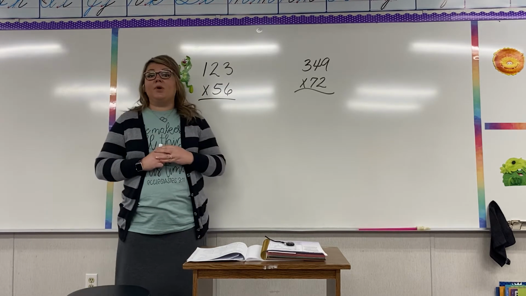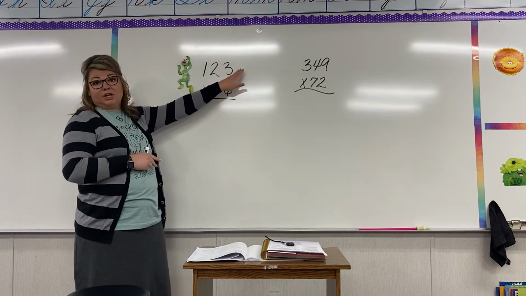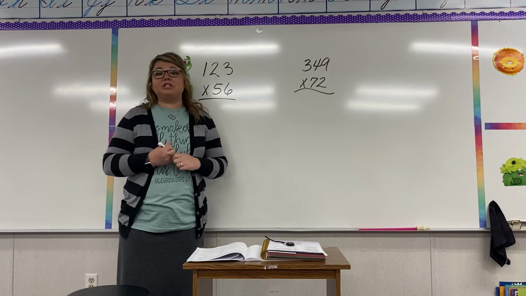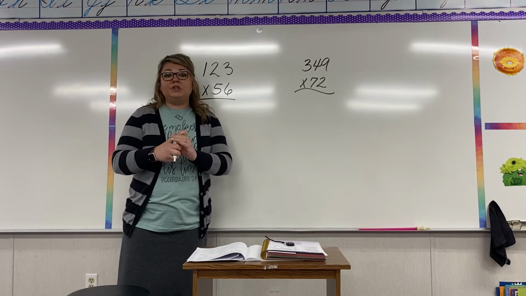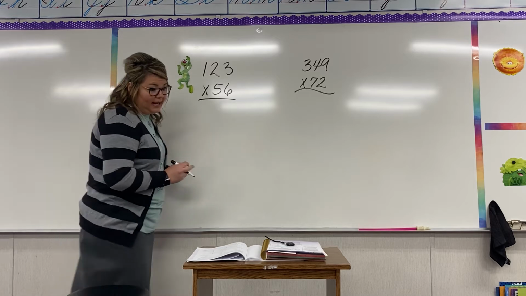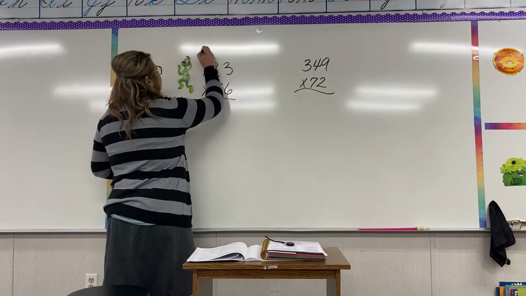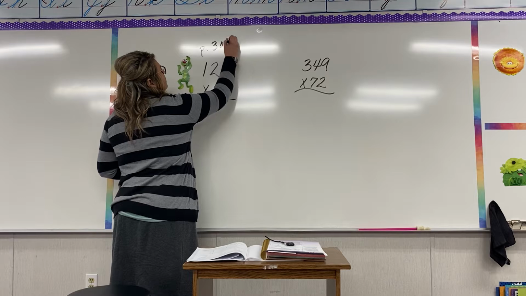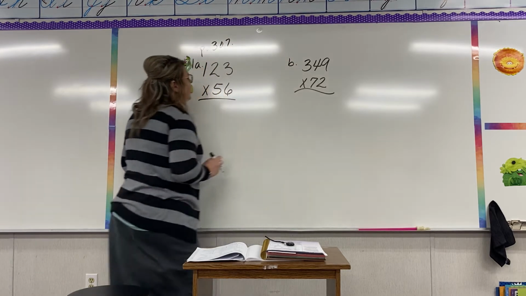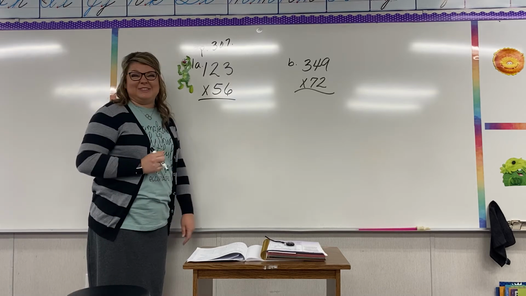Now today we're gonna be multiplying where we have 3 numbers on top and 2 on the bottom. So what we're gonna do is we're just gonna multiply as usual. So we're gonna start with our ones place, and this is actually on page 307. This is number A1A and B here, all right? So here we go, let's get started and let's do this together.